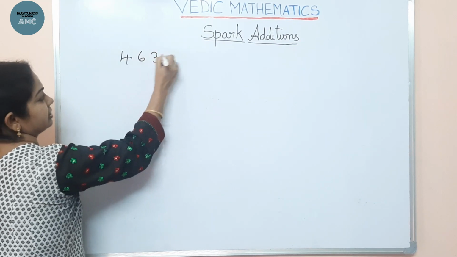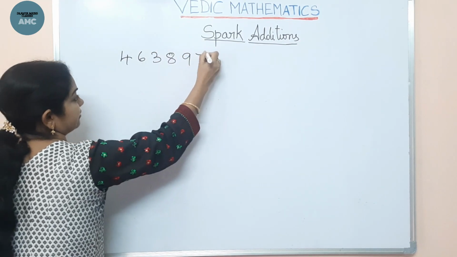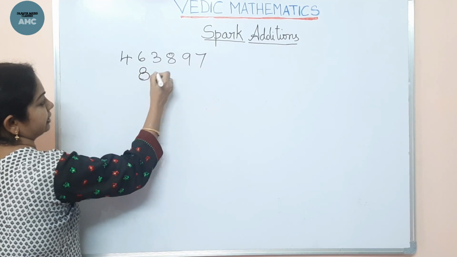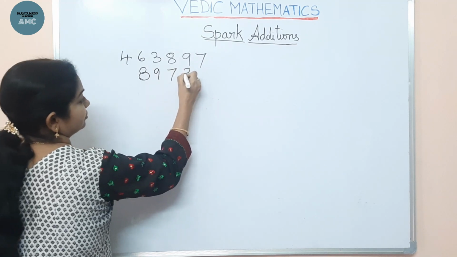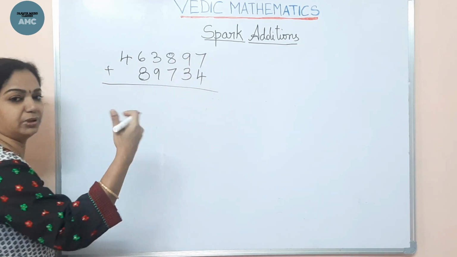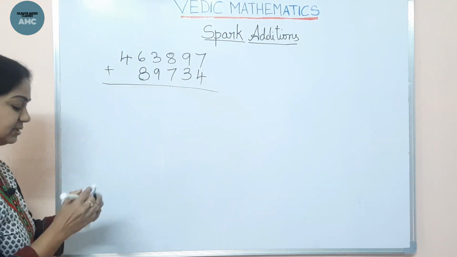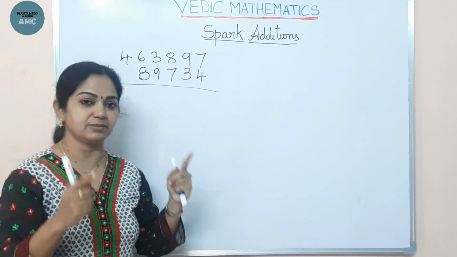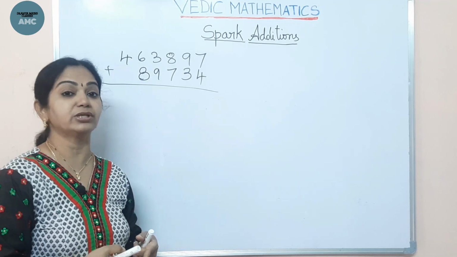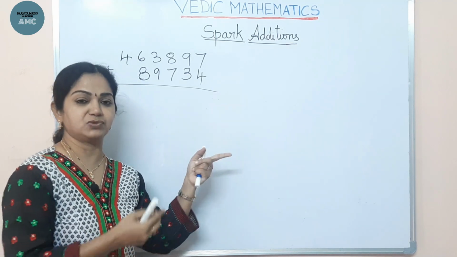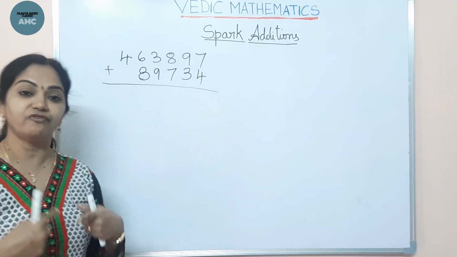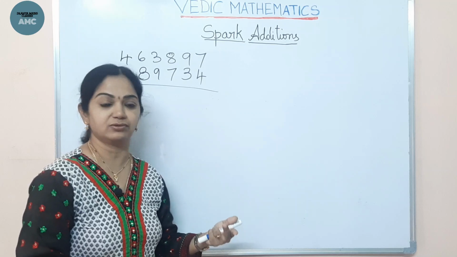4, 6, 3, 8, 9, okay, 7. Right here, 3, so 8, 9, 7, 3, 4, okay. Let me add this, any digit to any digit, right? Here, likewise, the same method. So we have the concept of carry combination, non-carry combination, and the end number. And when are we going to use the ekadikena purvena? That means one more to the previous number. We have to add one more to the previous number when the next number is a carry combination.